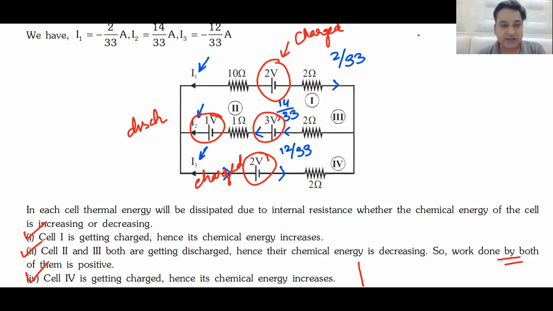Now one option is S, which is thermal energy developed in all the cells is positive because current is flowing and they have got internal resistance. So there will always be thermal energy developed in all of the cells, which will be positive. So S will come in all four options, A, B, C, and D. Yes or no? Yes, sir. So that would be the answer. Did you get this, beta? Yes, sir.